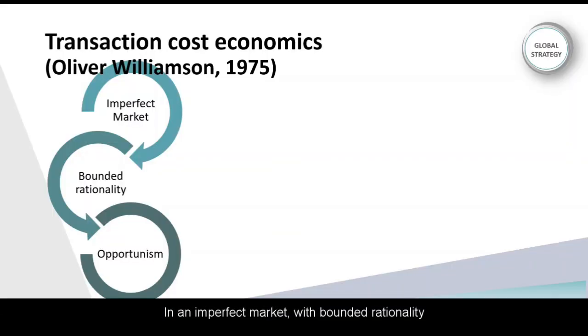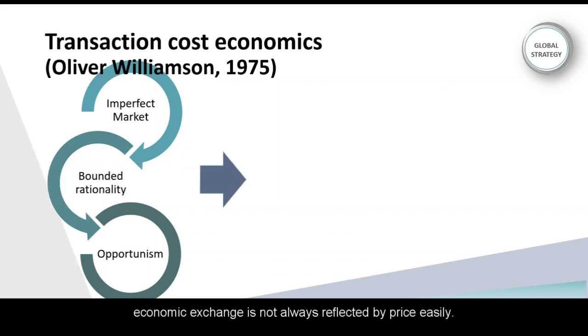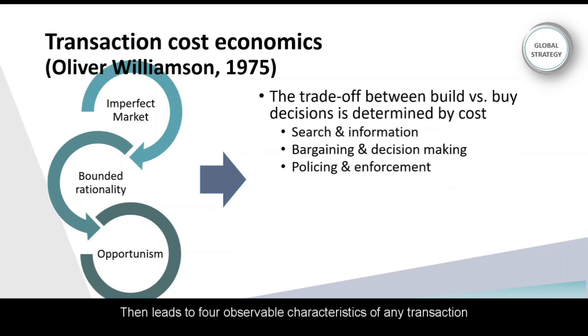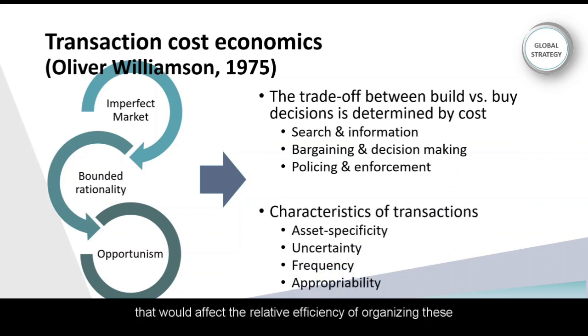In an imperfect market with bounded rationality and opportunism, economic exchange is not always reflected by price easily. That leads to 4 observable characteristics of any transaction that would affect the relative efficiency of organizing these transactions either entirely inside the firm, which is the build option, or through cooperating with other partners in the market, that is the buy option.